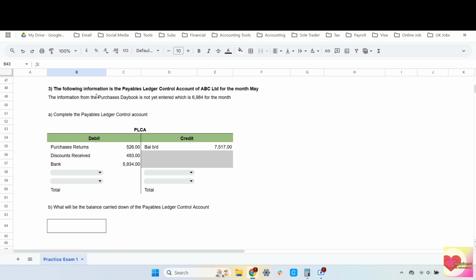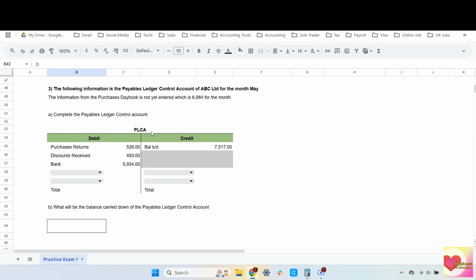Number 3, the following information is the payables ledger control account of ABC Limited for the month of May. The information from the purchases daybook is not yet entered, which is 6,984 for the month. Letter A, complete the payables ledger control account. To complete the PLCA, we have to record this last figure from the purchases daybook. But first, let's analyze whether this amount should be recorded to debit or credit.